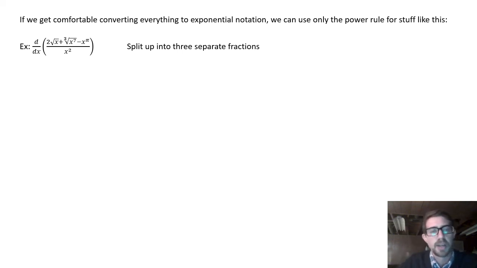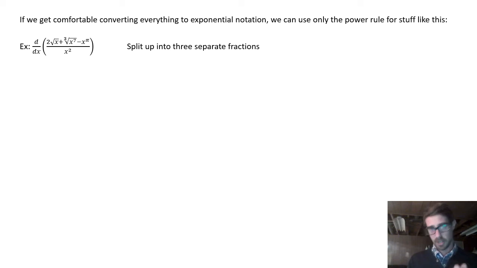So, okay, we want the derivative of 2 times the square root of x plus the cube root of x to the 7th minus x to the pi. Yes, pi is an acceptable exponent. Exponents can be irrational. All that over x squared. So the move here is to split this up into 3 separate fractions. So you can take 3 separate fractions that all have the same denominator and combine them into 1.